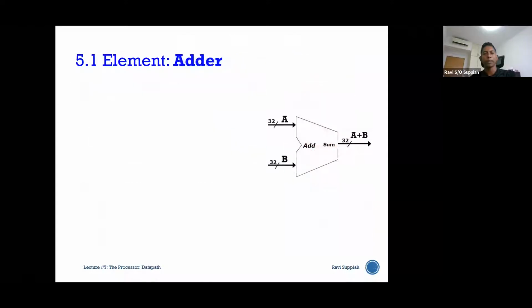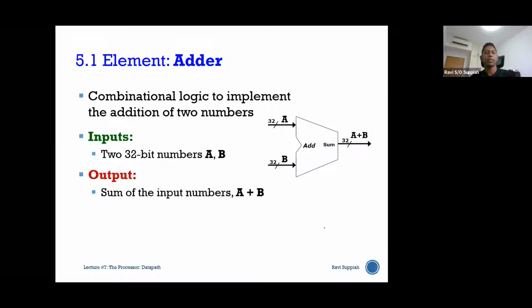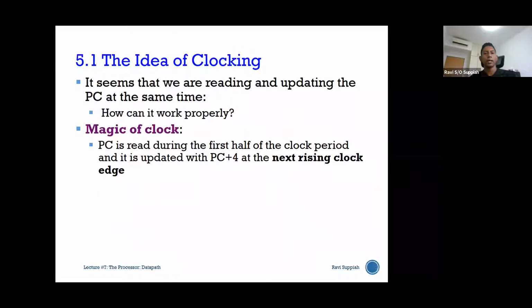All right. So the adder block is nothing more than a simple adder. You think of it as just adding two numbers together and giving us another 32-bit output. So the adder is quite straightforward. Now, let's come to the idea of the clock again.